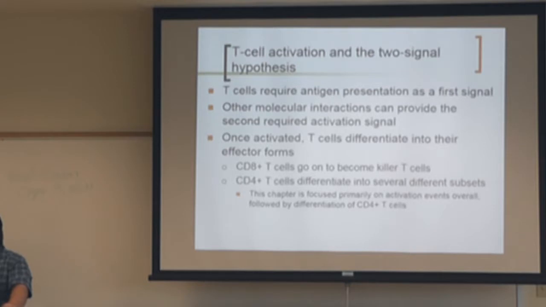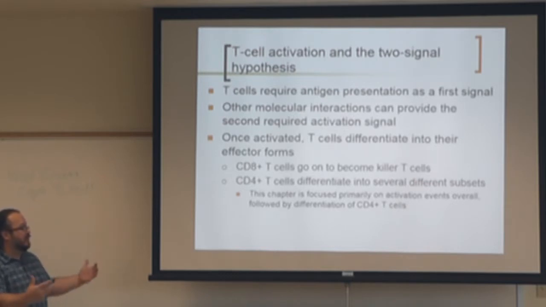Other molecular interactions can provide second required activation signals. So not only do they need that primary signal of seeing antigen, but they also need to receive another signal that is kind of the okay to go ahead and proliferate. It's telling them that, yeah, this is not a self-antigen. That other signal is co-stimulation. And once they receive those two signals, they can differentiate into different forms. They can become effector cells, memory cells, different subsets of helper cells, or even regulatory cells and suppress the immune response.